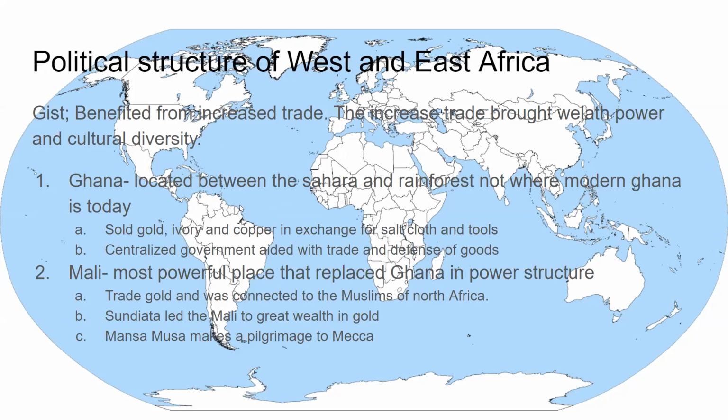They sold gold, ivory, right, and got salt, cloth, and tools. They modernized very quickly. They became a centralized government, right? They were able to defend themselves, set up trade systems, use the sub-Saharan trade system very well, and Ghana becomes the first real powerhouse of Africa. They are replaced by the Mali, who take their place. So Ghana is going to have their peak and then fall down. Mali is going to take their place.